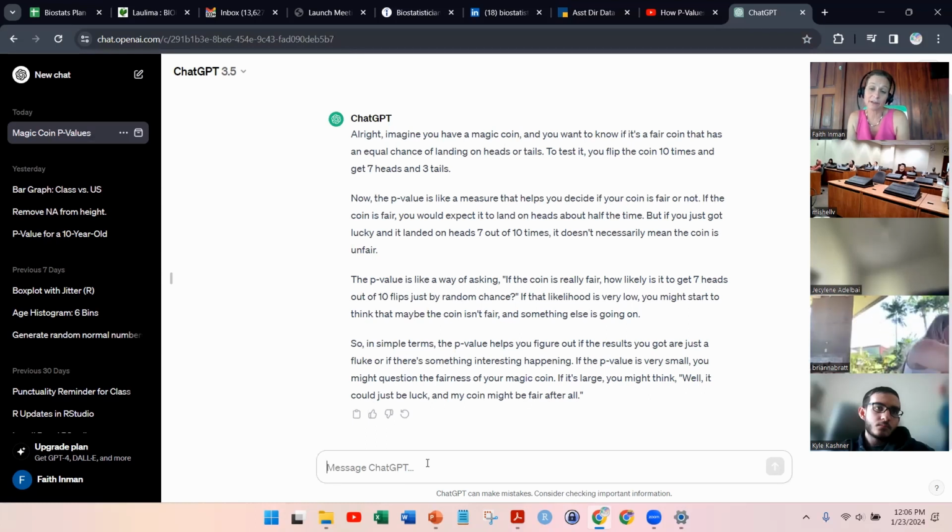If that likelihood is very low, you might start to think that maybe the coin isn't fair and something else is going on. So in simple terms, the p-value helps you figure out if the results you got are just a fluke or if there's something interesting happening. If the p-value is very small, you might question the fairness of your magic coin. If it's large, you might think, well, it could just be luck, and my coin might be fair after all.